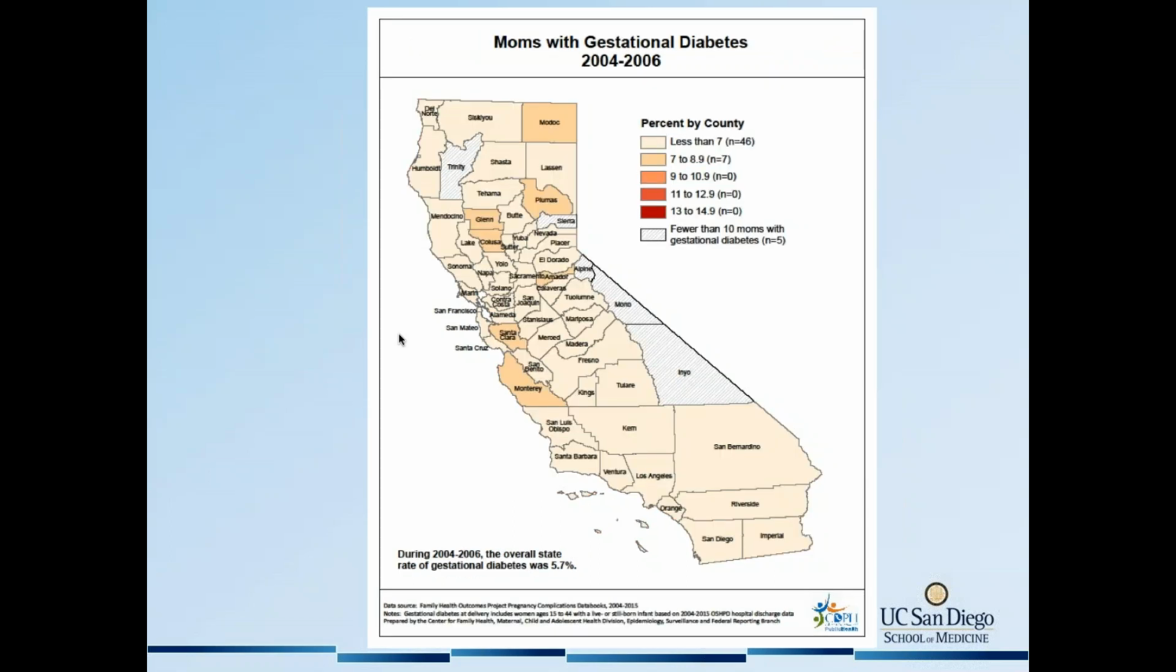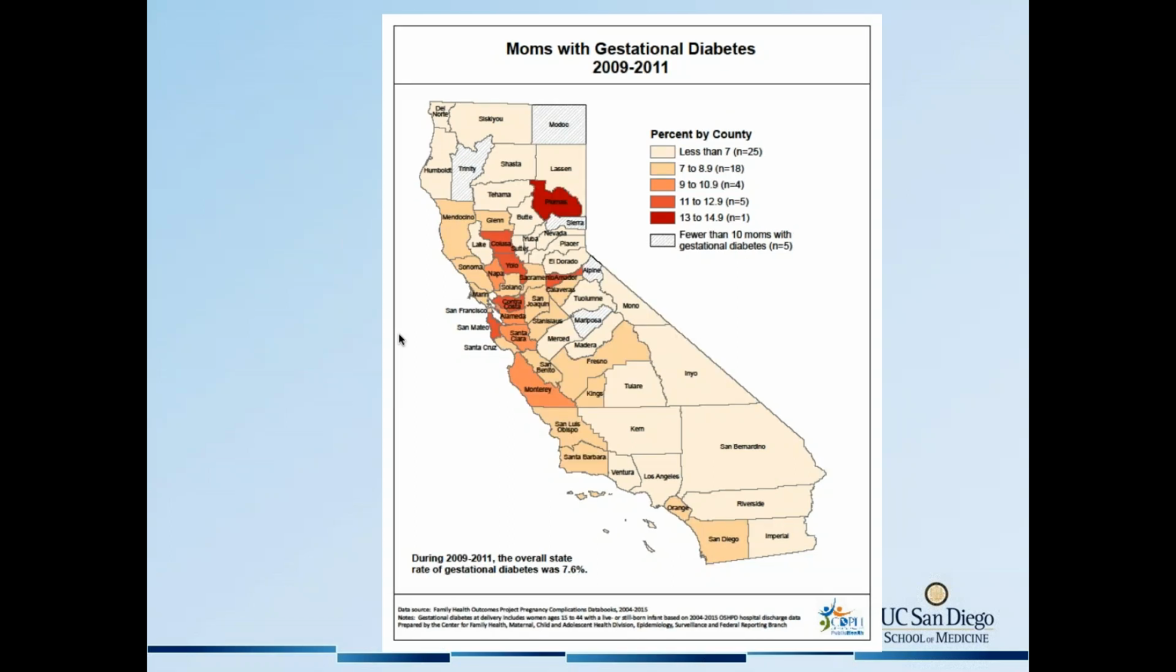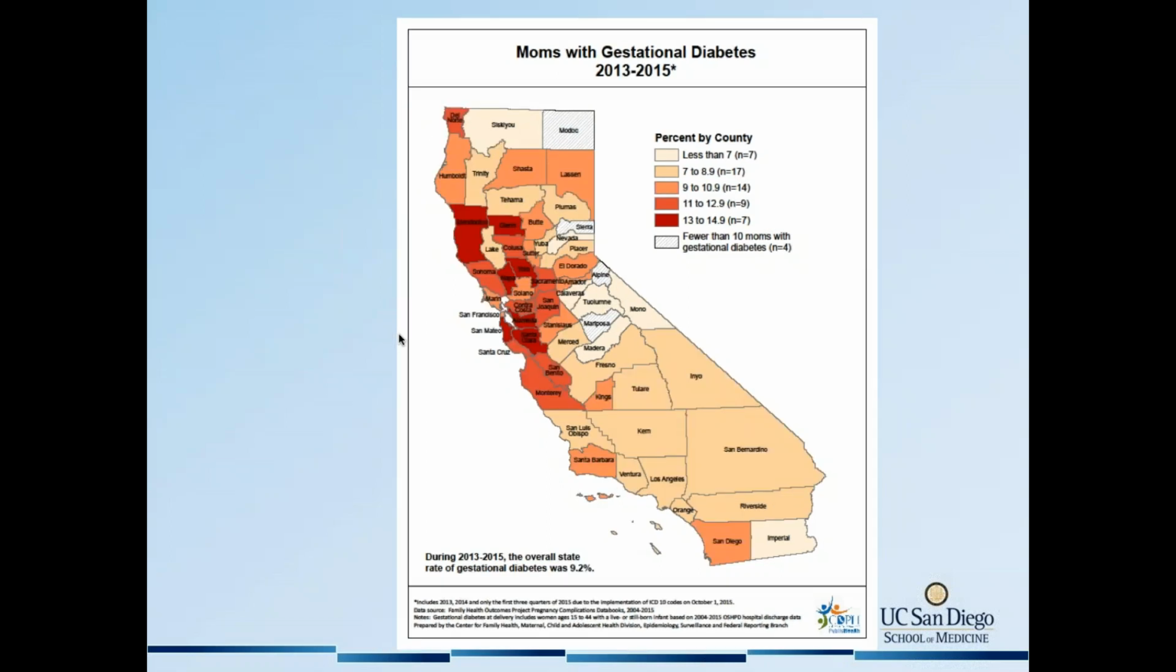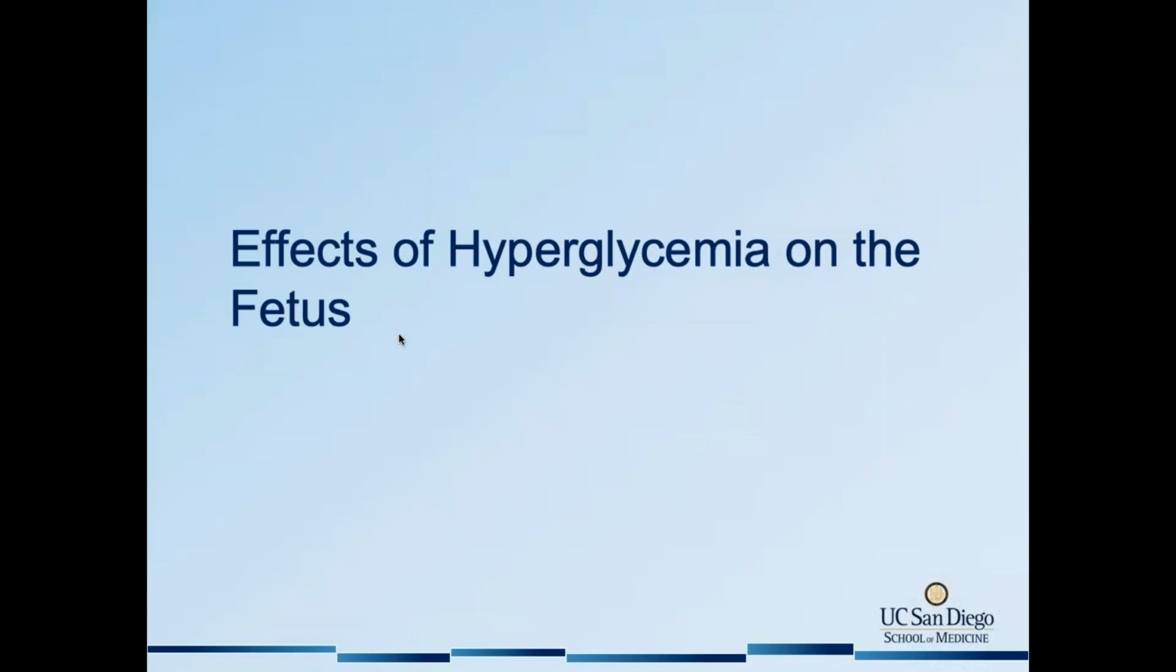Mirroring that rise in obesity, we have data on GDM diagnosis between 2004 and 2006, and about 6% of mothers in that time period had gestational diabetes. Mirroring the rise in the obesity rate in the state, we saw that in 2015, the rate of gestational diabetes was 9.2%. So again, a near doubling of the rate of gestational diabetes. So this is a problem that we're going to be dealing with as we go forward in caring for mothers.